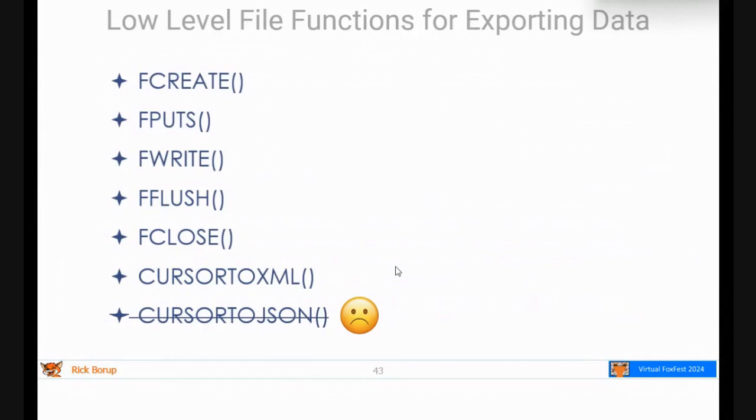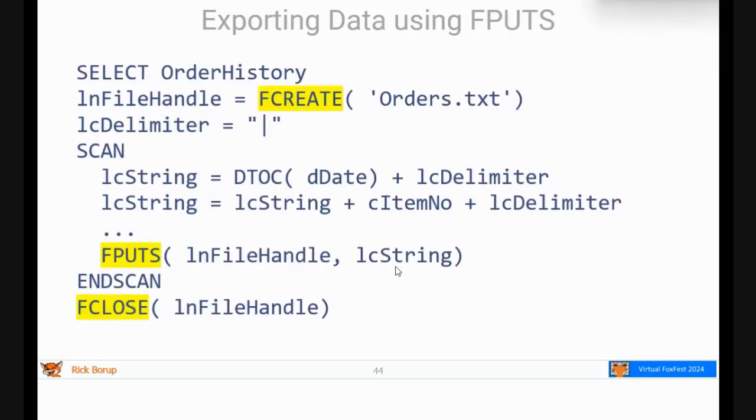If COPY TO isn't good enough, we have low-level file functions for exporting data as well. They're simply the corresponding ones to the ones we used for importing. Instead of opening, we create. Instead of getting or reading, we use FPUTS or FWRITE, and I'll illustrate the difference between those. There's a FFLUSH command that says if there's anything in the cache, make sure it's been written to disk before you close the file, and then there's FCLOSE. There is also a built-in CURSORTOXML. Sadly, there's no cursor to JSON, but I will show you an example of how to create JSON using low-level file functions. The structure of the code would look very much like this.